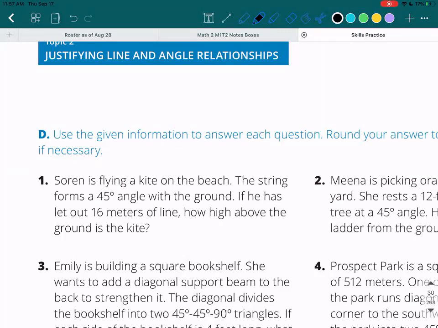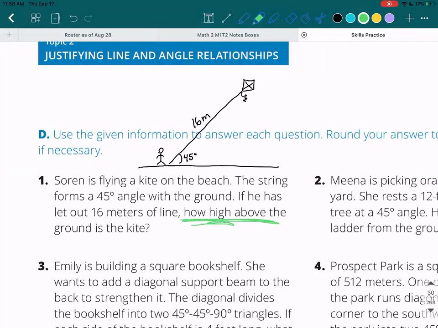So I like to draw a picture. I highly recommend you draw a picture too. So here's this Soren person, right? He's flying a kite on the beach. His kite forms a 45-degree angle with the ground. Okay, if he has let out 16 meters of line, that's his little kite thing. Right, that's his kite. Okay. How high above the ground is the kite? So we are looking for how high above the ground. That's this. We are looking for this.